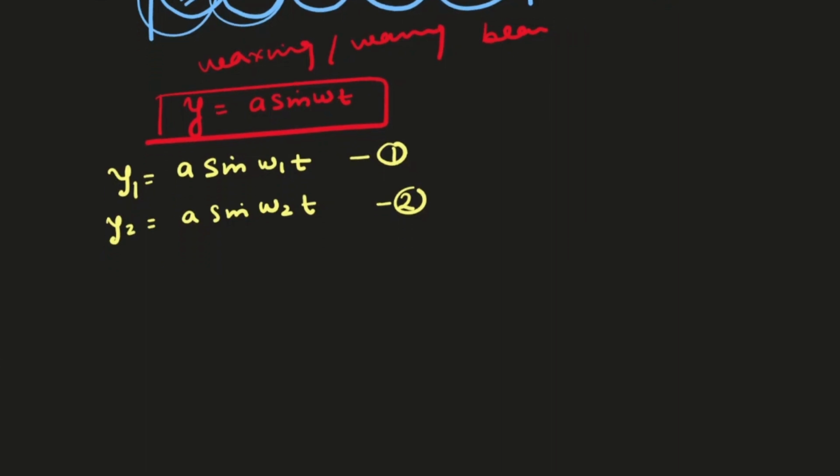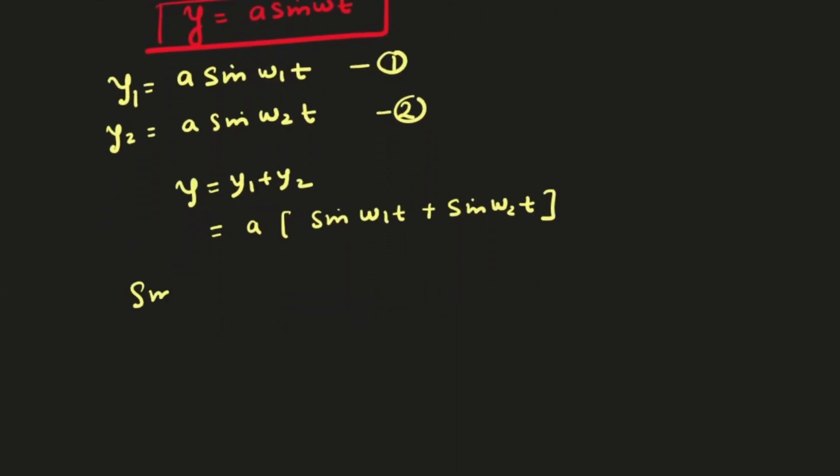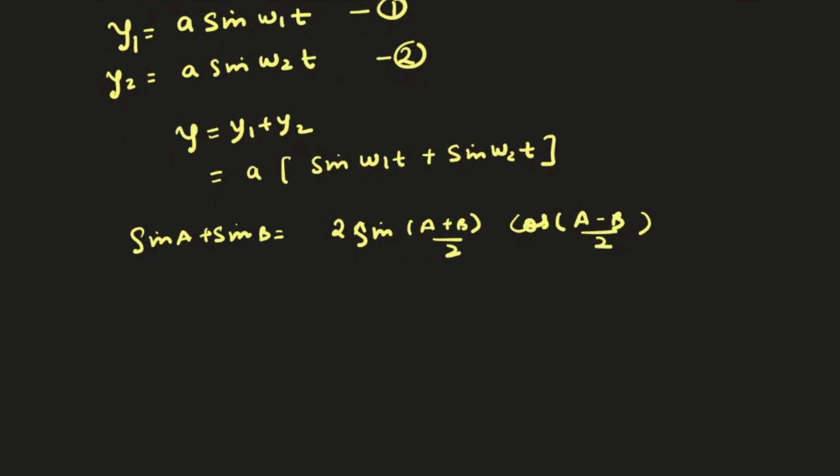So we can use this principle of superposition here. y equal to y1 plus y2, and this is a sine omega 1 t plus a sine omega 2 t. And from very simple mathematics, we know the formula sine A plus sine B is equal to 2 sine (A plus B)/2 into cos (A minus B)/2. It's a very simple expression we use here.